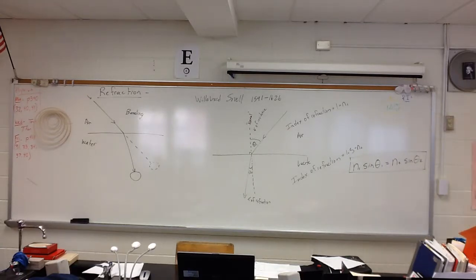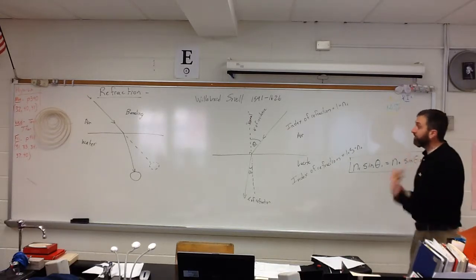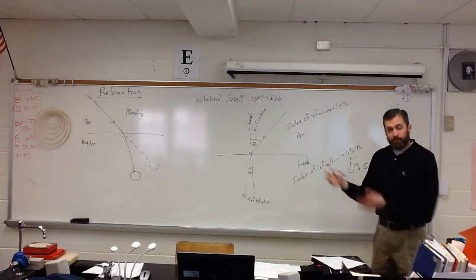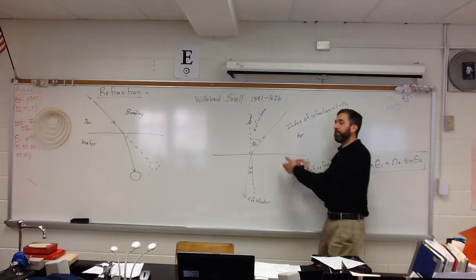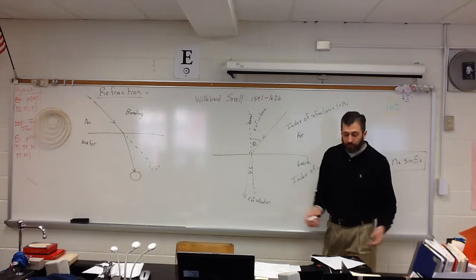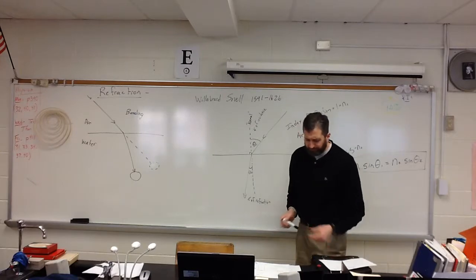That's Snell's law. And what Snell's law allows you to do is figure out how light is going to bend if you know what materials, or you can figure out what material it is if you know the angles it bent at. So let's do one quick example of this.